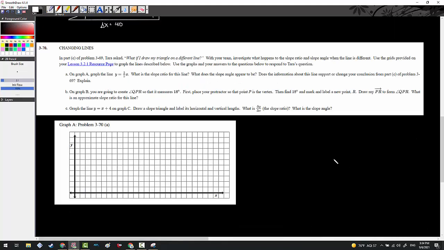And we're back in 3-70. It says in part C of problem 3-69, Tara asks, what if I draw my triangle on a different line? With your team, investigate what happens to the slope ratio and the slope angle when the line is different and use the grids. Okay, so let's go and graph Tara's line here.